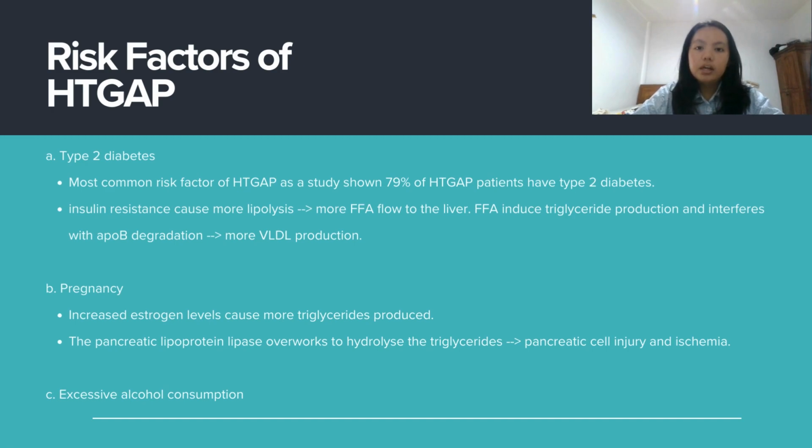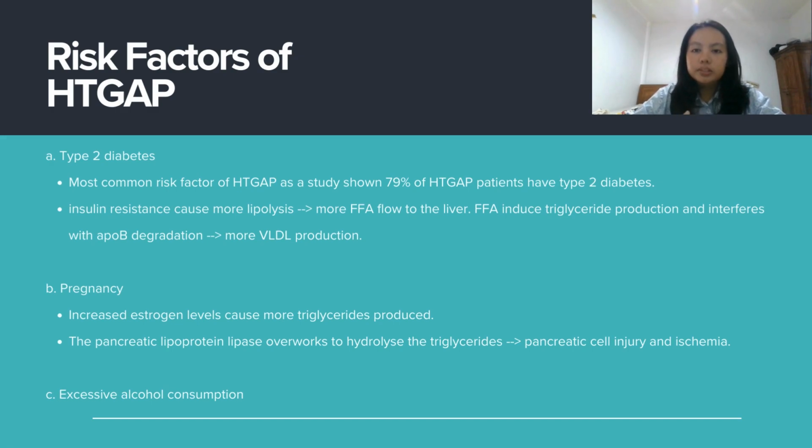First is type 2 diabetes. It is the most common risk factor, as a study showed that 79% of HTGAP patients have type 2 diabetes, and it is involved in uncontrolled diabetes. So how? It is because insulin resistance causes more lipolysis, which means more free fatty acids flow to the liver, and these free fatty acids induce triglyceride production and interfere with ApoB degradation. So more VLDL is produced, which means more chance of hypertriglyceridemia.